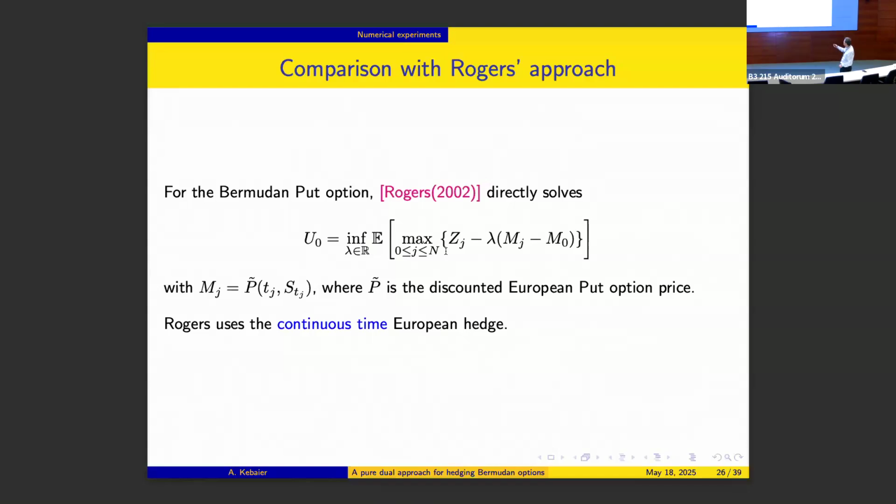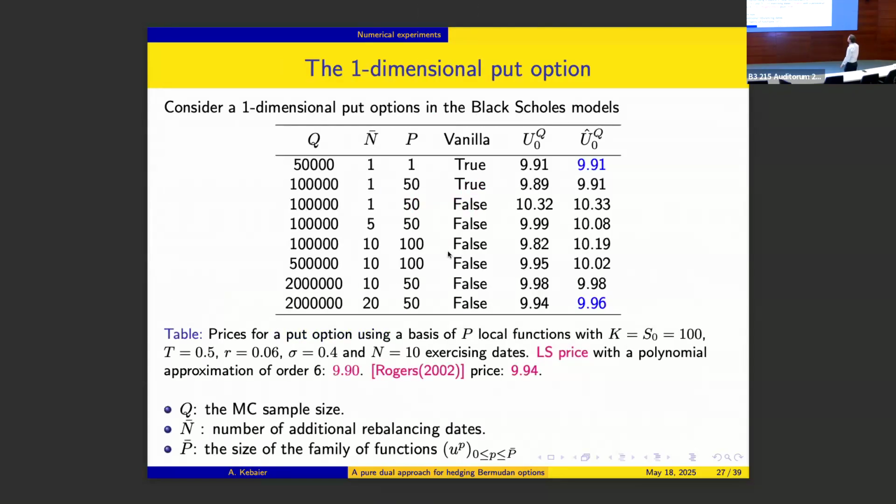For example, let's take the case of a Bermudan put option. In this case, Rogers suggests to simply choose as a martingale the discounted price of a European put option. That's it. And it worked really well, as you will see. So let me go to the numerical results.